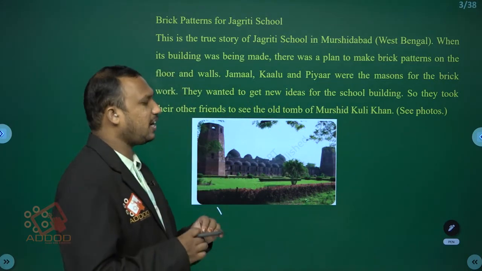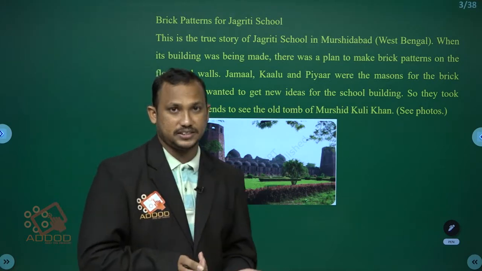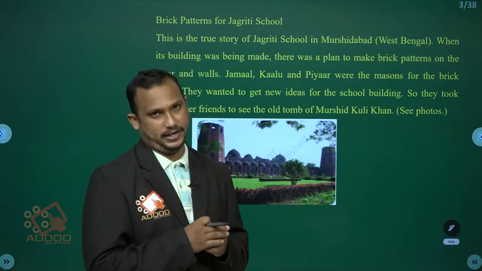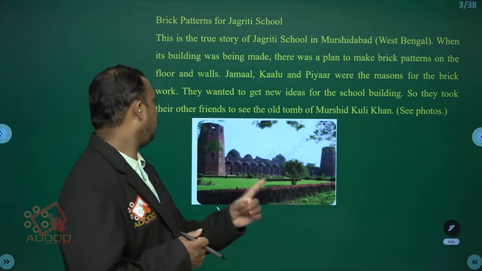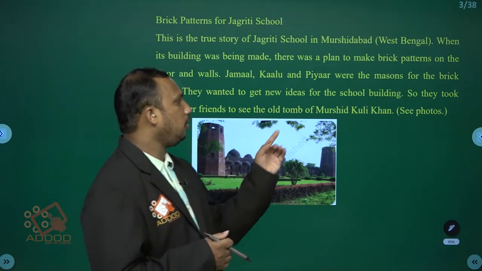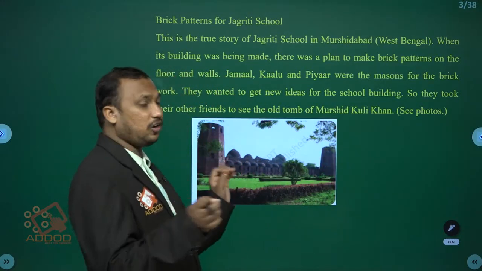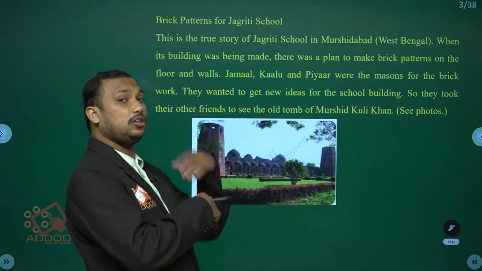They wanted to get new ideas for the school building. They want to construct the school building with new ideas. So they took their other friends to see the old tomb of Mushrid Quli Khan. So this is not that Jagriti School. This is the old tomb.